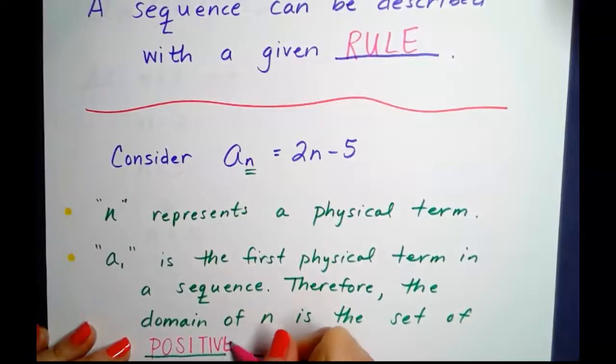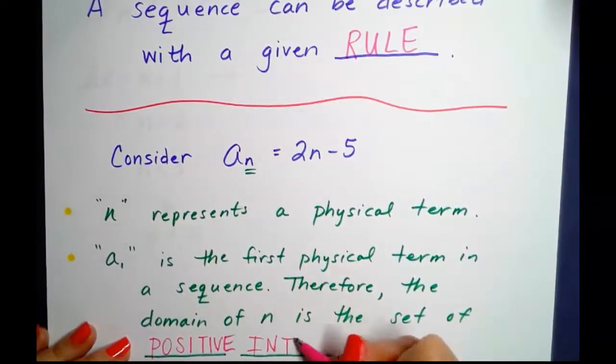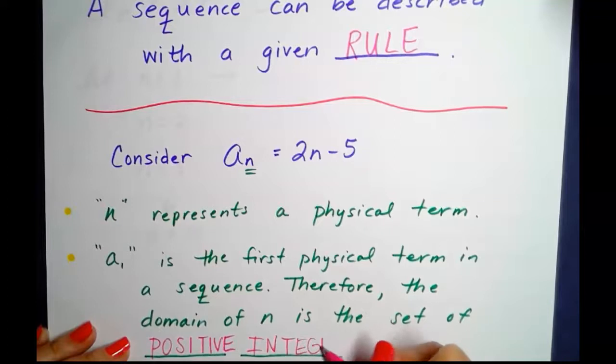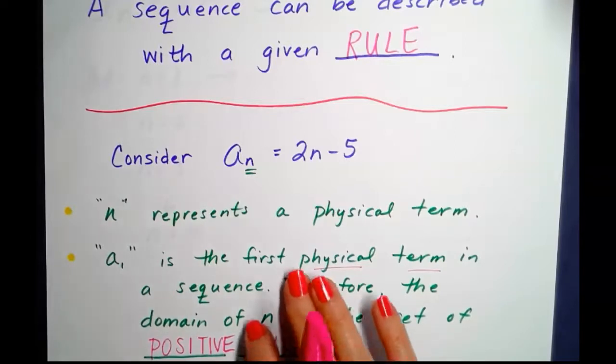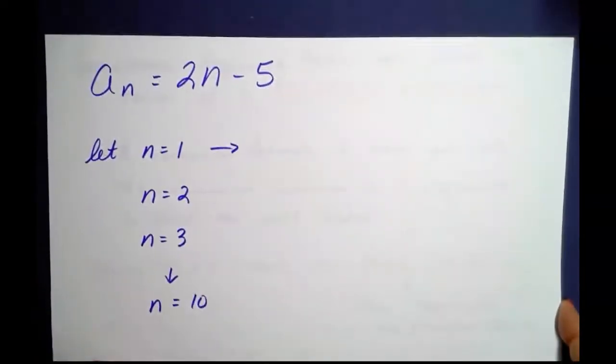positive integers. Remember, n represents the physical term. So we're never going to have the negative third term. We're only going to have the first term, the second term, the third term. Therefore, n represents a physical location in the sequence. So, here's our rule. A sub n equals 2n minus 5.